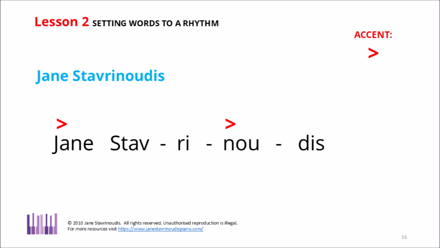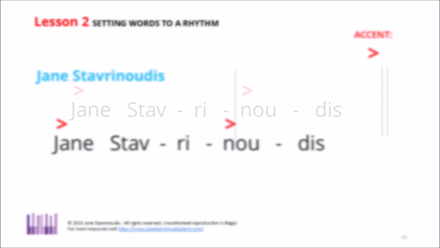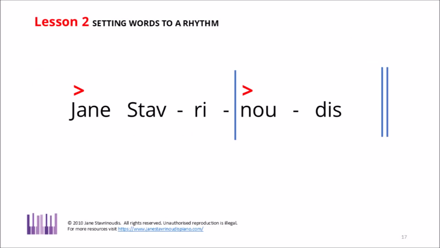The first step is to write out your words and break up the syllables. Then say the words out loud and listen for the strong syllables. When I say my name or any words, I am listening for the strong beat, and this is where I will put an accent. My name sounds like this: Jane Stavrinidis. Now put a bar line to the left of each accent and a double bar line at the end to indicate the ending.